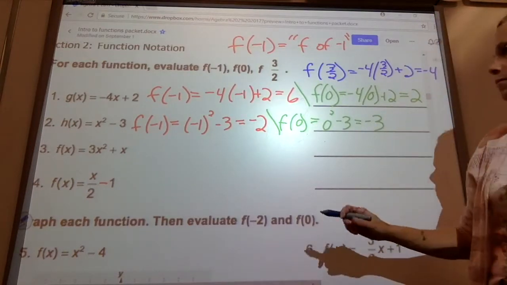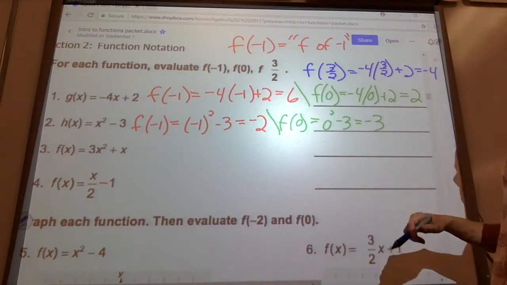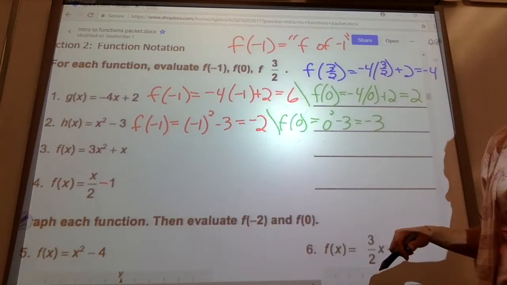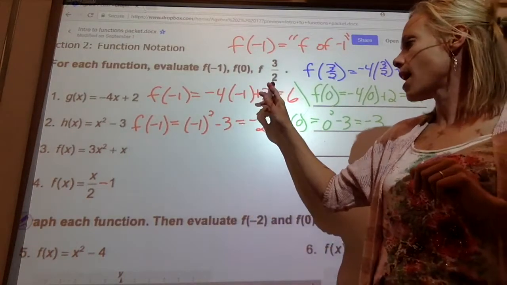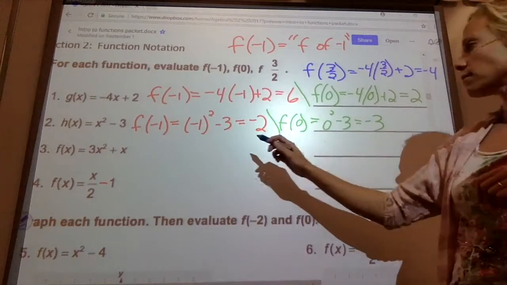Jeez Louise. And then the last one, 3 halves, right? I'm gonna run out of room.